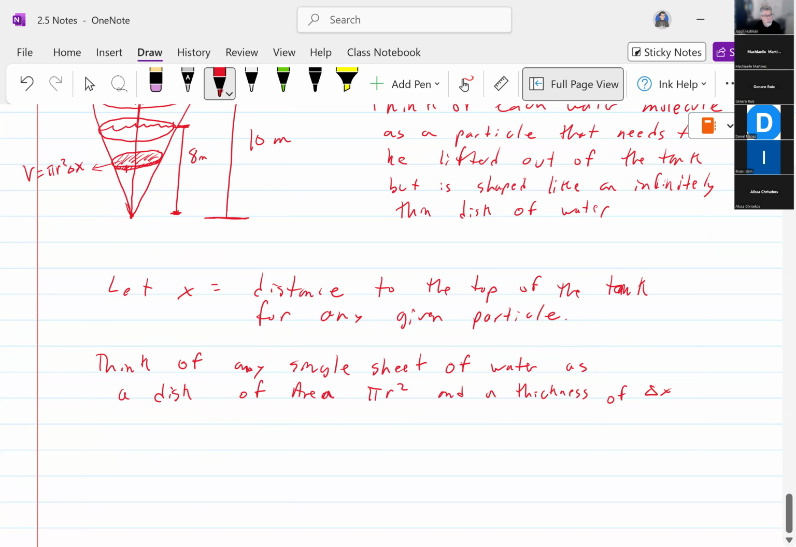We're going to let the limit of delta x go to 0, but we still have to account for adding all of those infinite discs up and getting them out of the tank.